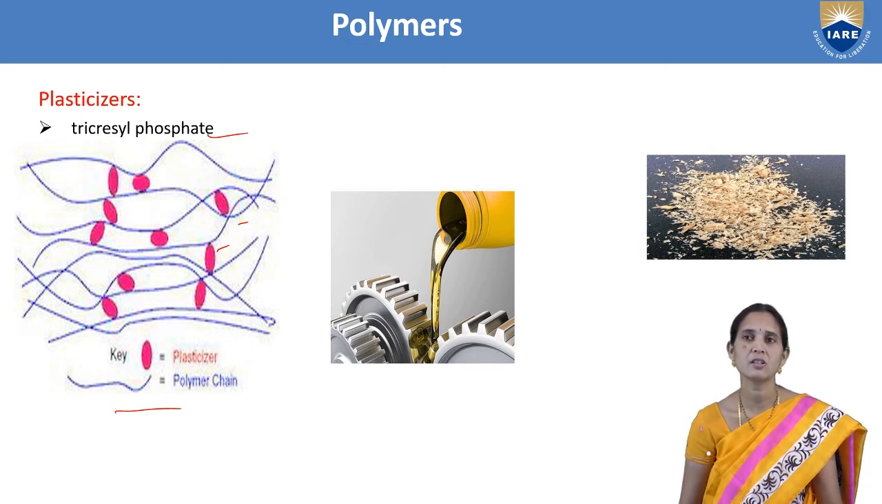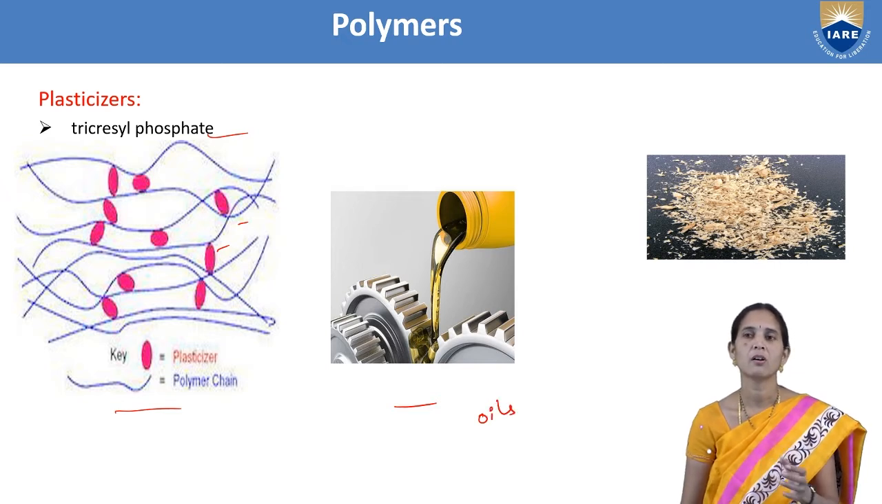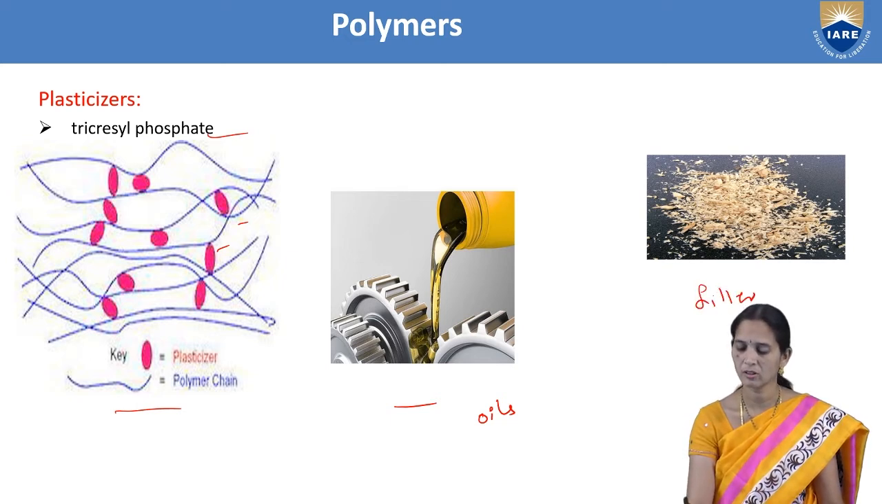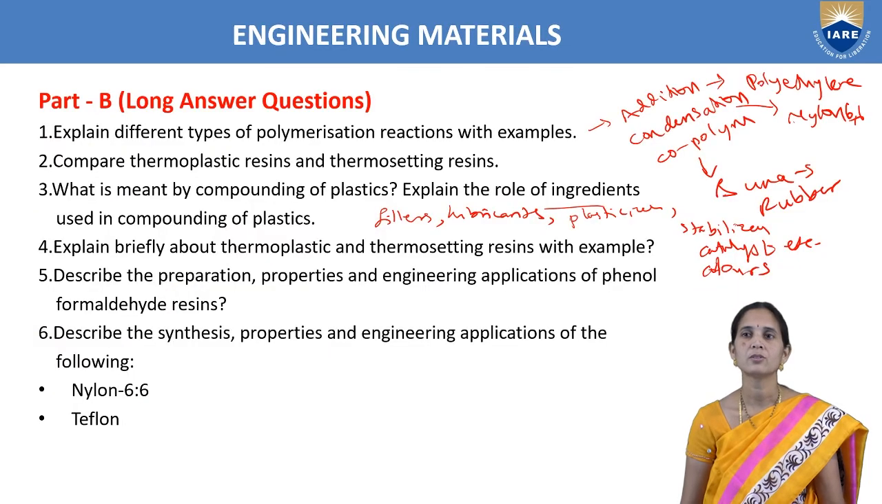We are adding tricresyl phosphate. So we have to write the function and example. So lubricants, we are taking oils. We are adding oils in the equipment, so that the polymer material does not stick to the equipment. And here you can take we are adding a filler, like wood flour. We are adding it to improve the hardness of the plastics. So in this way we have to write ingredients, function with example.